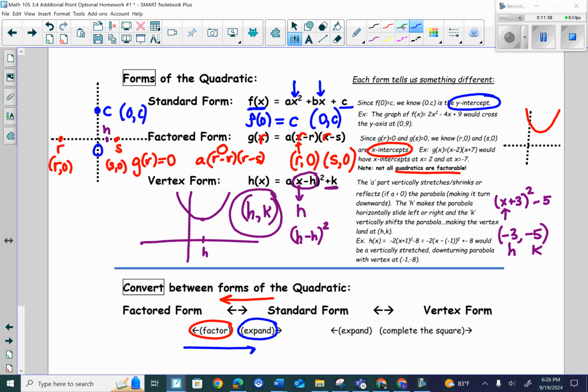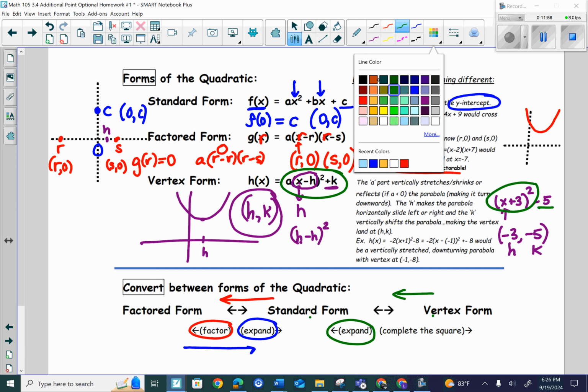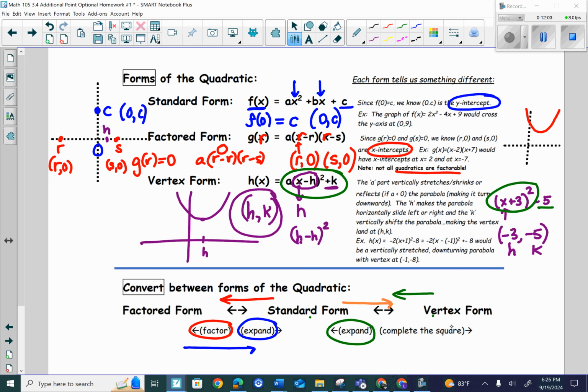If we wanted to go from vertex form to standard form, we would expand. We could just multiply that whole thing out. We'd multiply this out and subtract 5, and voila, we'd get it in standard form. If we wanted to go from standard form to vertex form, it's a little more complicated. We do what's called completing the square, and I'm going to run through that right now. So this is just the way to convert all of these forms to the other.